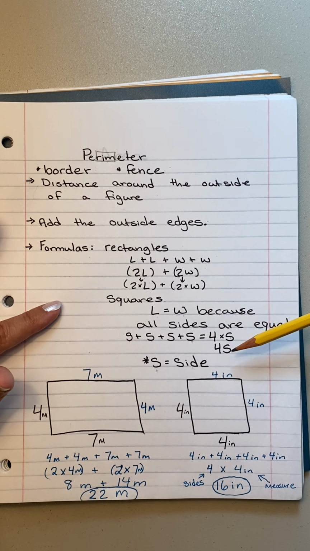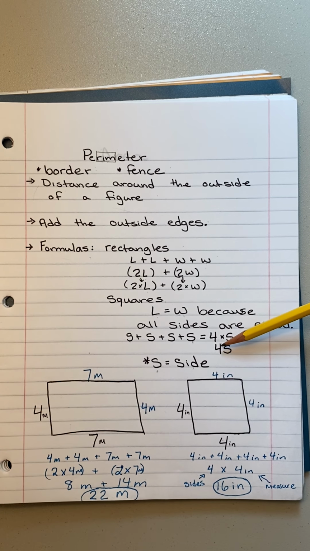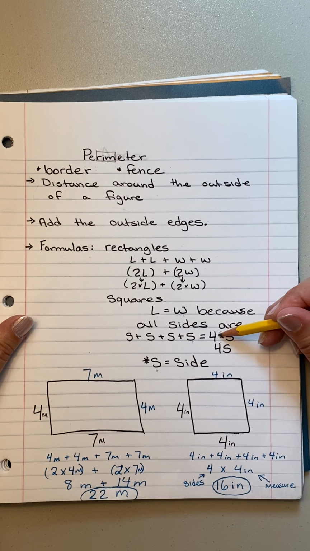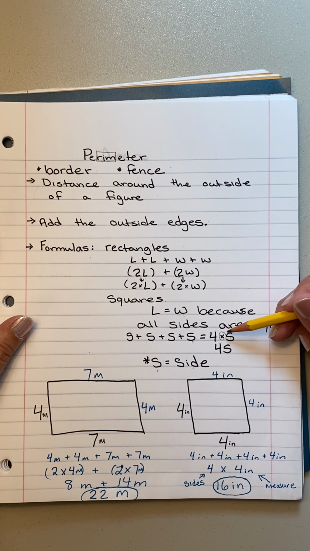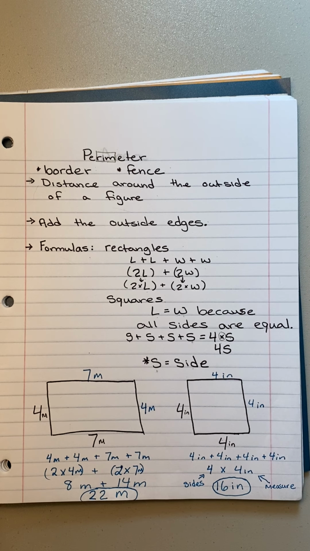When we are multiplying a number by a variable, we put the number in front and then the variable right next to it. You're going to see it written as 4S more often because this multiplication sign right here can get confused with a variable. Let's look at two examples.